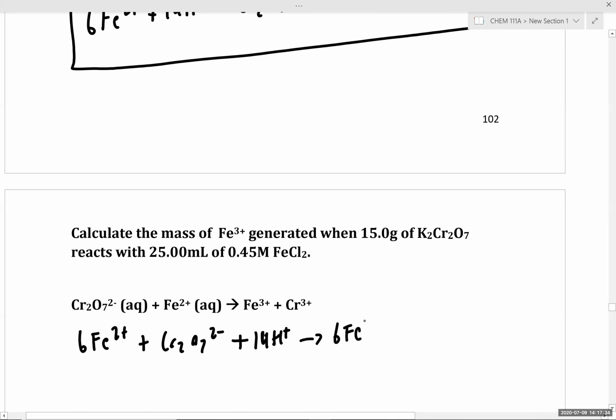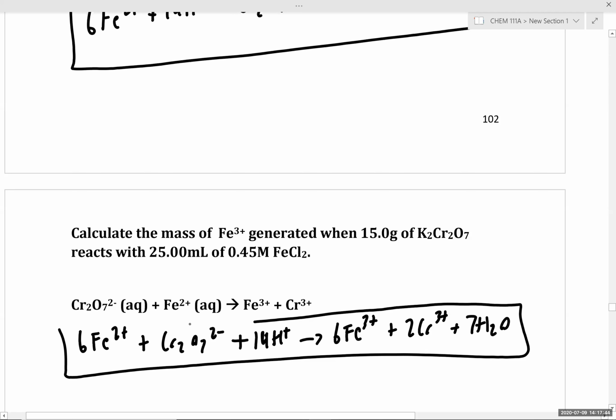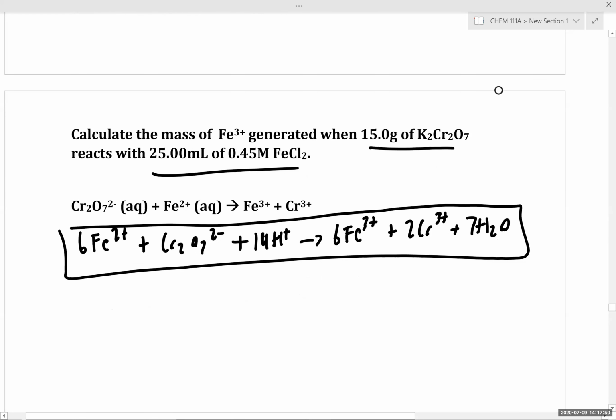So here's our complete balanced chemical equation. And now let's use the chemical equation and our given amounts of each starting material to calculate the theoretical yield of Fe3+. We'll work through this example and then we'll talk about this example in about another 4 minutes.